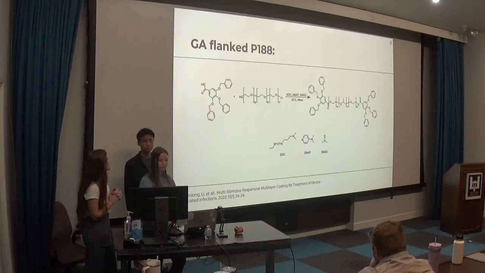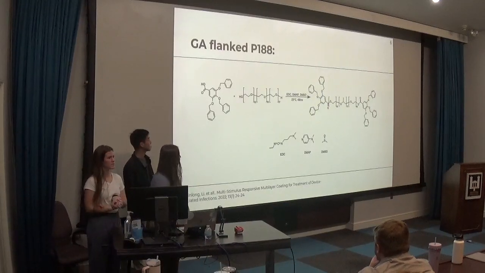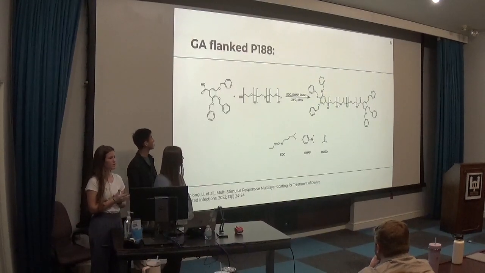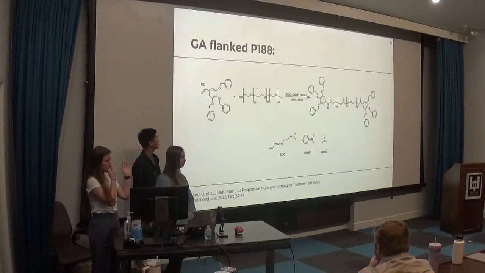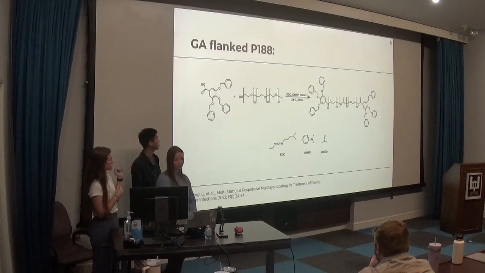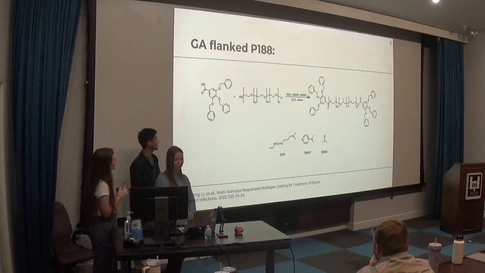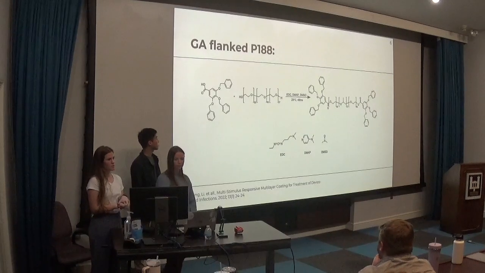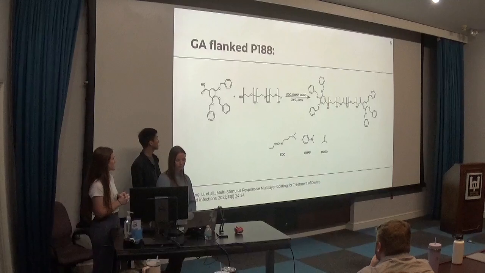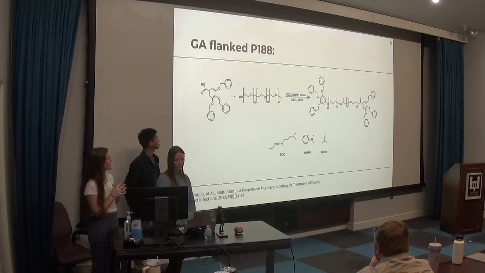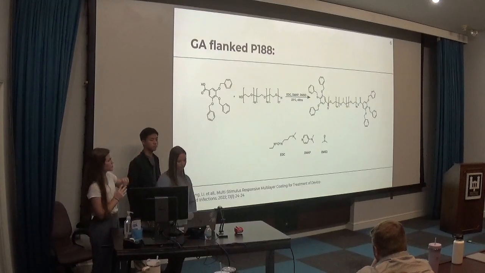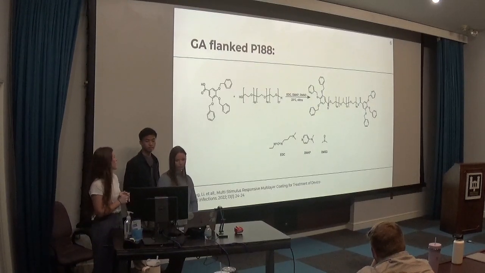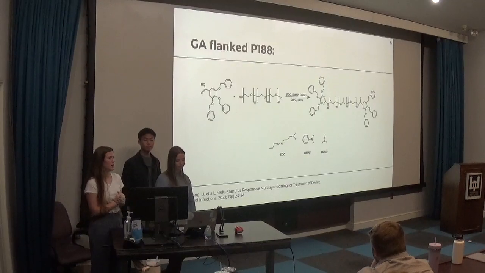So for my reaction, I am using gallic acid to flank P188. As you can see, I am starting with a protected gallic acid, and this will just help my reaction be a little bit quicker. I'm using EDC as my coupling agent, and then the DMAP is my catalyst. Once I get my product, I will change the aryl groups and hydrolyze them and turn them into hydroxyl groups.